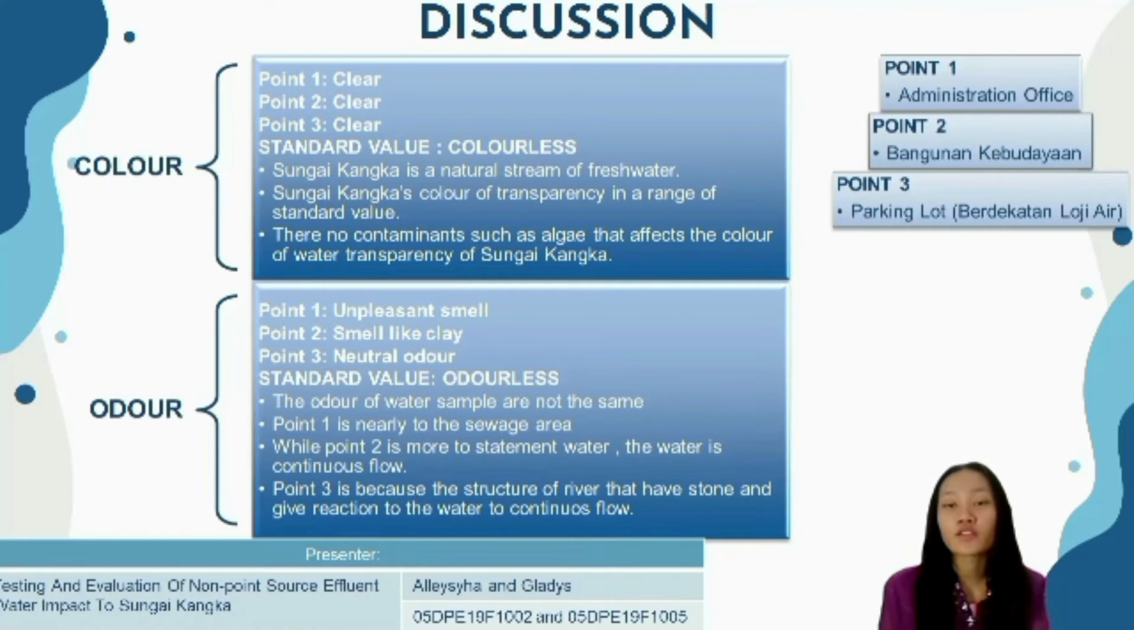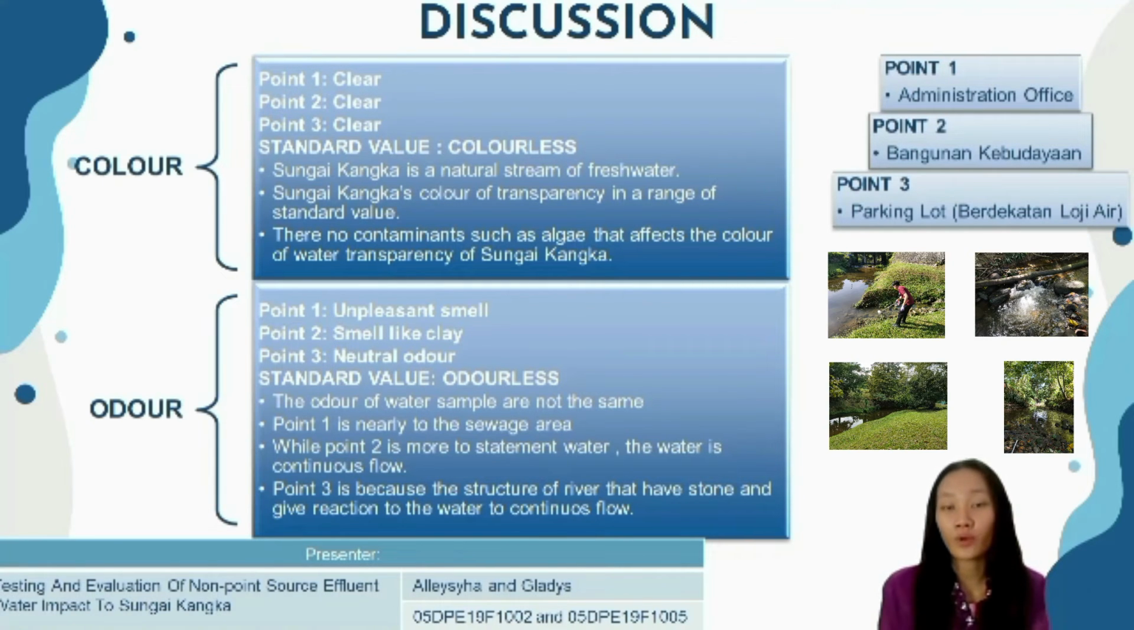First and foremost, I would like to mention the location of each point is different. As we can see from the list above, point 1 of Sungai Kangka is next to the administration office, point 2 next to the cultural building, and point 3 near the parking lot that is adjacent to the water plant.